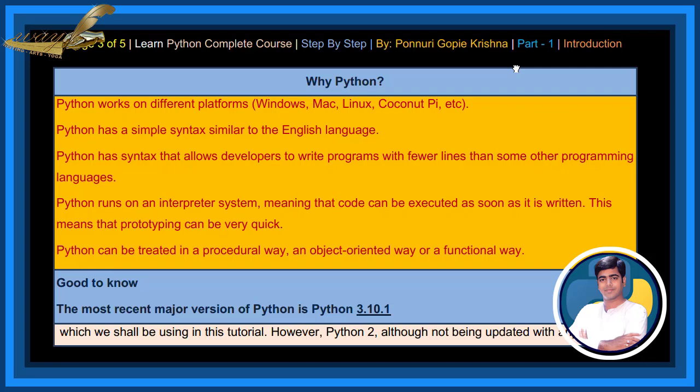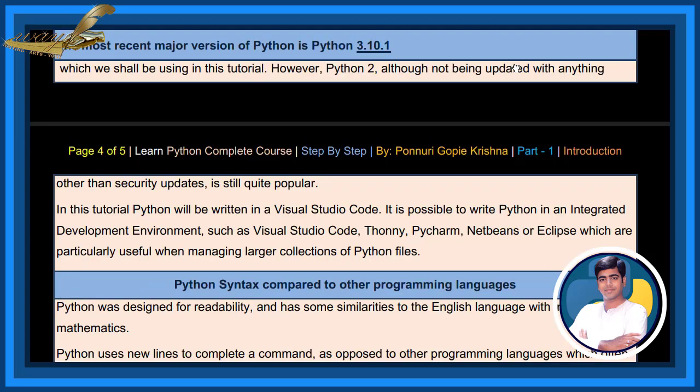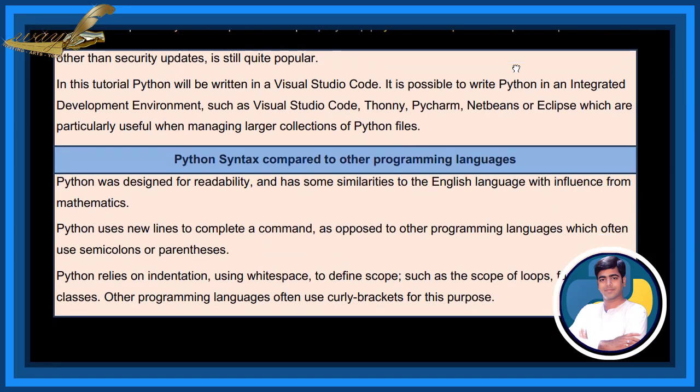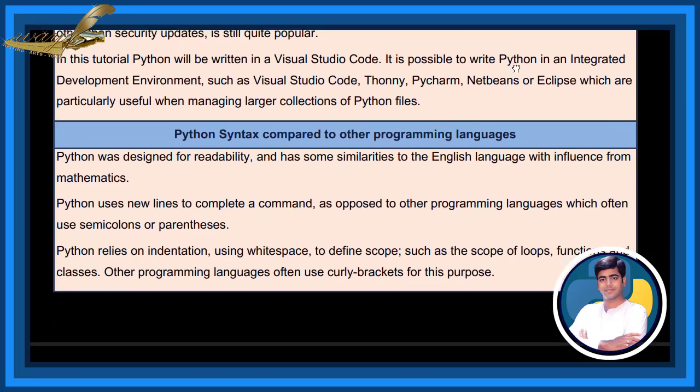Python can be treated in a procedural way, an object-oriented way, or a functional way. Good to know, the most recent major version of Python is Python 3.10.1 or maybe 3.10.2, which we shall be using in this tutorial. However, Python 2, although not being updated with anything other than security updates, is still quite popular. In this tutorial, Python will be written in Visual Studio Code. It is possible to write Python in an integrated development environment such as Visual Studio Code, Thonny, PyCharm, NetBeans or Eclipse, which are particularly useful when managing larger collections of Python files.